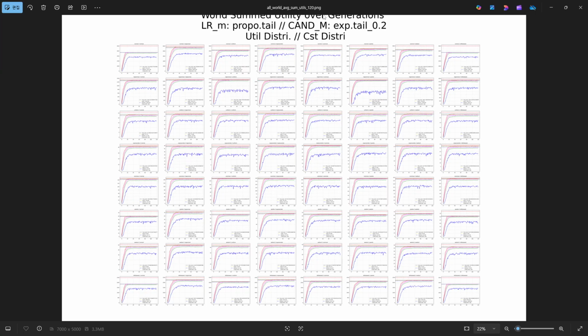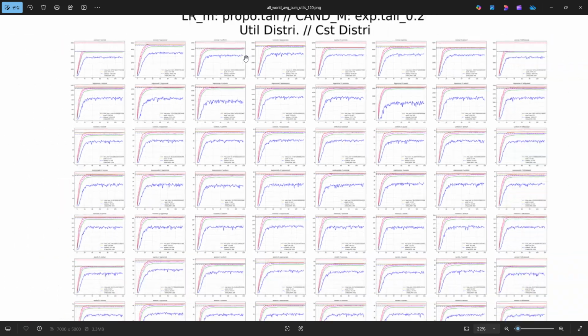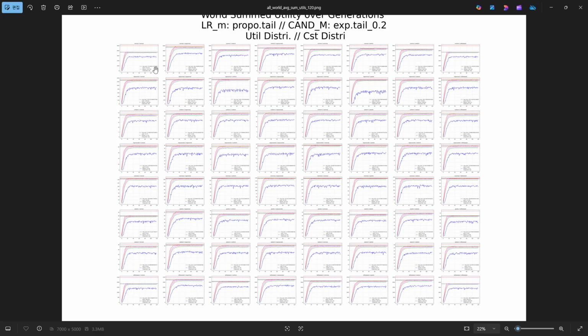So this is until generation 120. The first line is where the utility values are from the normal distribution. The second line, log normal. Third line, whatever. And the first row, first column here is where the constraint values are from the normal. Second column, log normal. Third column, uniform, and so on. And again, the diagonal ones are where the utility values and the constraint values were sampled separately, but still from the same distribution type.